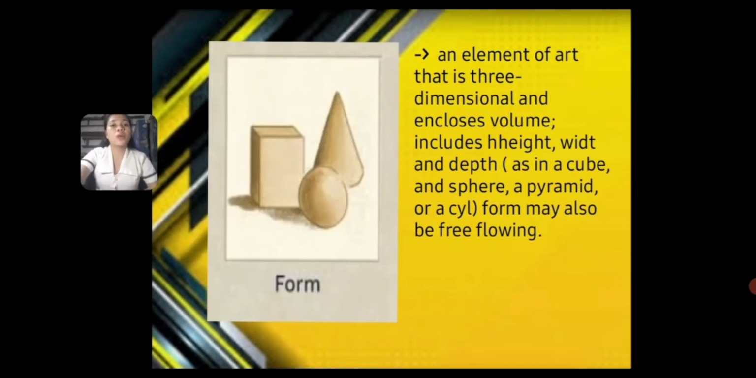So the last one is form. An element of art that is three-dimensional and encloses volume, it includes height, width, and depth, as in a cube, a sphere, a pyramid, or a cylinder. So form may also be free flowing. Form is like a shape that has volume.